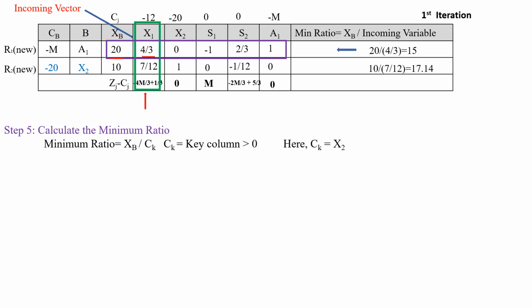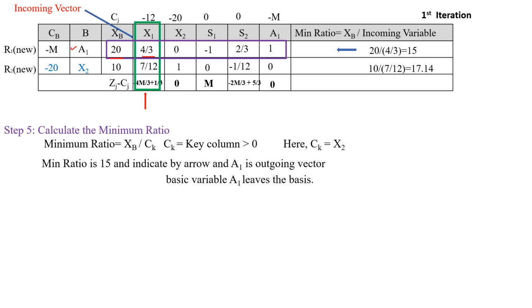So among these two values, the minimum ratio is 15, and it is indicated by the arrow. So here the minimum value is 15 for the first row. In the first row, A1 is there in the basis, so A1 is the outgoing vector. So the basic variable A1 leaves the basis.